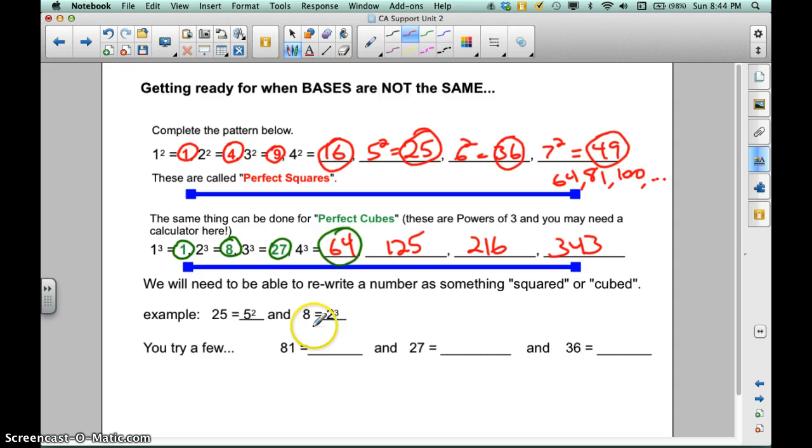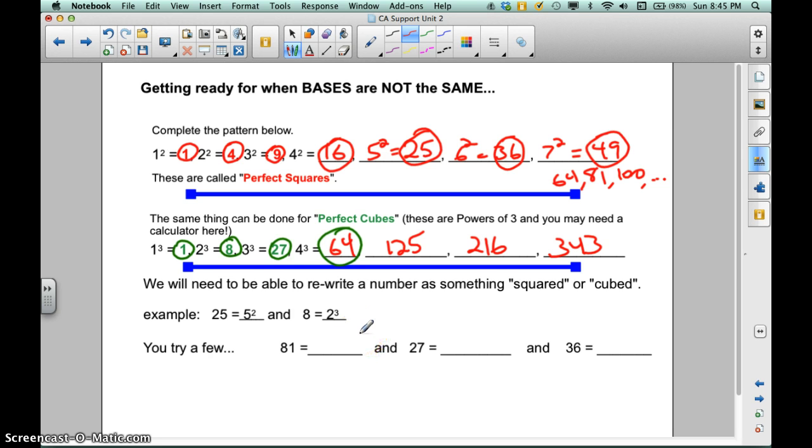And 8 isn't something squared because you can do the perfect squares and see that 2 squared is too small and 3 squared is too big. But 8 is equal to 2 cubed, or 2 to the power of 3. So using the list that we've made, and I've circled the perfect squares in red and the perfect cubes in green, I want you to try a few. Pause the video and try these on your own.